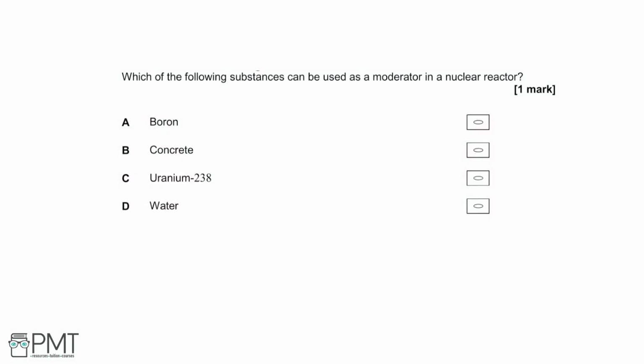This question is about nuclear reactors. The question says, which of the following substances can be used as a moderator in a nuclear reactor? In order to answer this question, we should recall the purpose of each one of these materials. Specifically, boron, as answer A, is used in the control rods. This is because it absorbs neutrons. Therefore, it would not be suitable for use as a moderator, because the role of the moderator is not to absorb neutrons, but to slow them down and absorb some of their kinetic energy. This slows them down to thermal speeds so that they could then take part in another fission reaction.